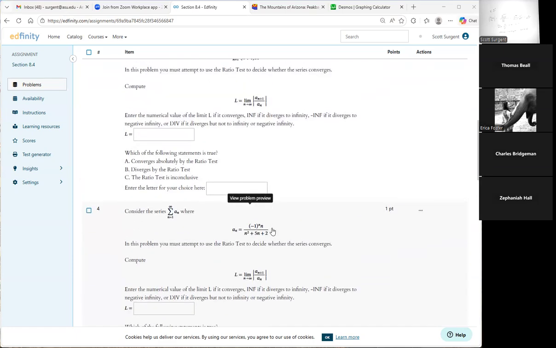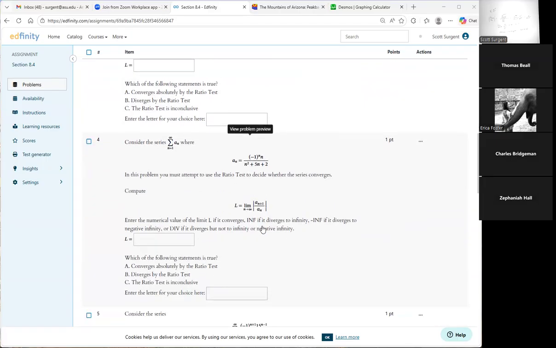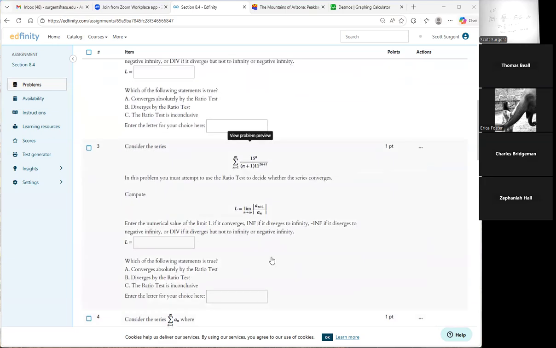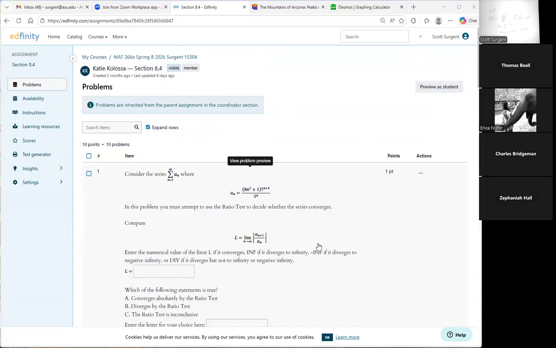Number 4, ratio test probably won't work because you've got n to the 1 and n squared. In fact, this kind of falls into the class of being similar to just 1 over n. Now this has a blinker on it. This negative 1 to the n makes it an alternating series. But the 1 over n series diverges. With the blinker on it, it converges, but it converges conditionally. I don't think they're asking you that here. They just want to know whether it converges or diverges. So it looks like this is all ratio test.